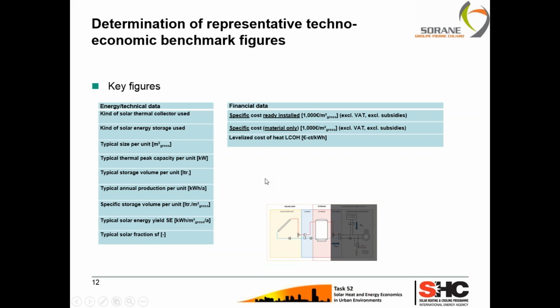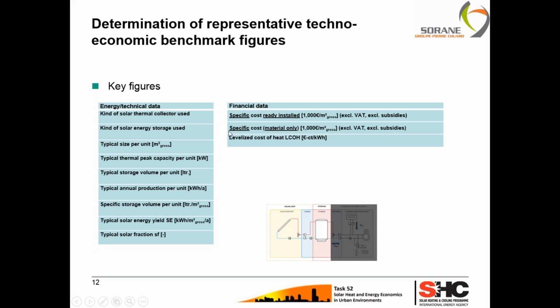What are the key figures we collected during this survey? On one side, we collected energy and technical data, and on the other side, the financial data. On the technical data, for example, we collected the kind of solar collector used, the kind of technology used to store the energy, the typical size of the solar collectors, the typical volume of the storage, or the specific storage volume, which means the number of liters per square meter of solar absorber, but also the typical solar energy yield and the typical solar fraction of the different systems.